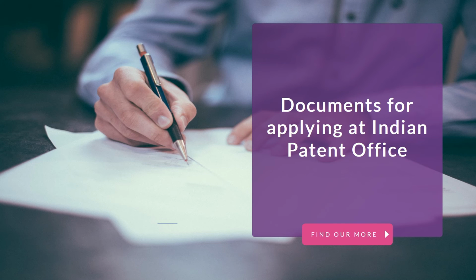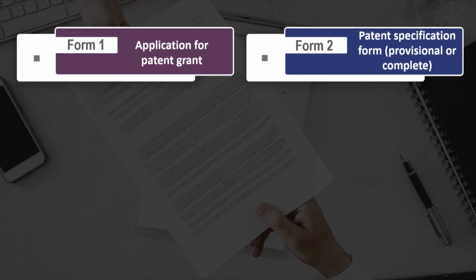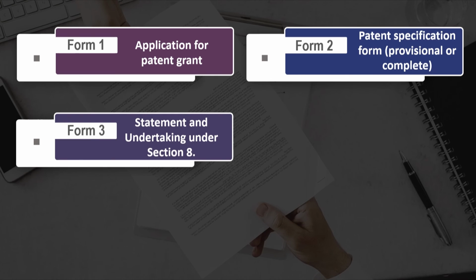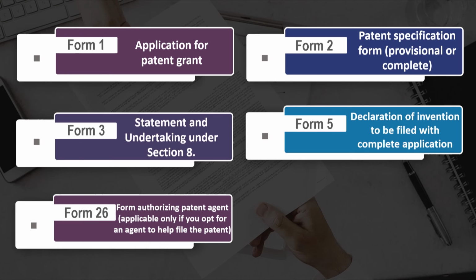Certain documents which are required for applying at the Indian Patent Office, all these documents are there on our website, which has been listed here, ipindia.gov.in. So, these forms are form number 1, application for the patent grant; form number 2, patent specification form, which can be provisional or complete, in which you will give the entire specifications of your invention; form number 3, which is known as the statement and undertaking under section 8; form number 5 is the declaration of invention, which is to be filled with the complete application; form number 26, it is a form authorizing a patent agent.